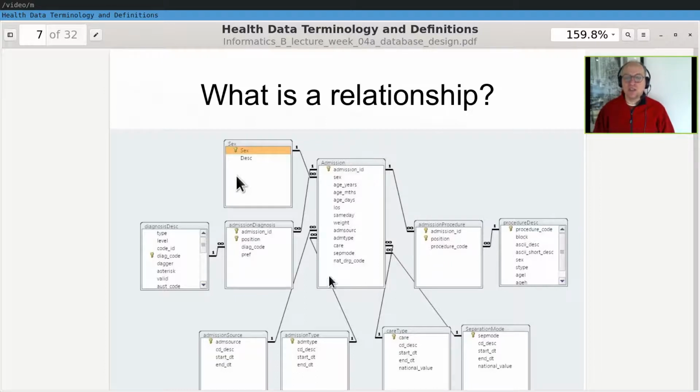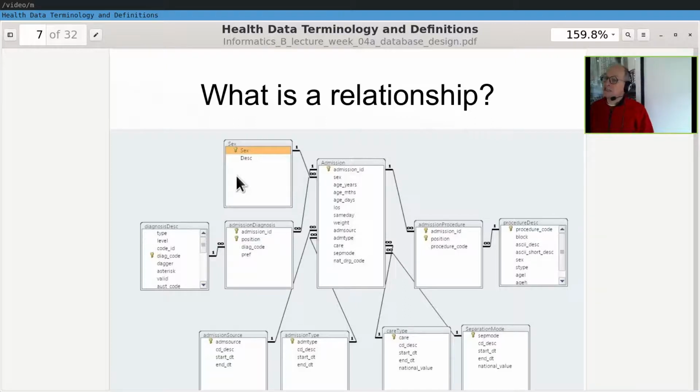So the admission table holds admissions. The admission procedure table holds procedures for that admission. The procedure description table holds the procedures and the descriptions for those procedures. The sex table holds sexes, the different types of sex that exist in the world. So each table holds one type of thing. You don't try to cram multiple things into it.